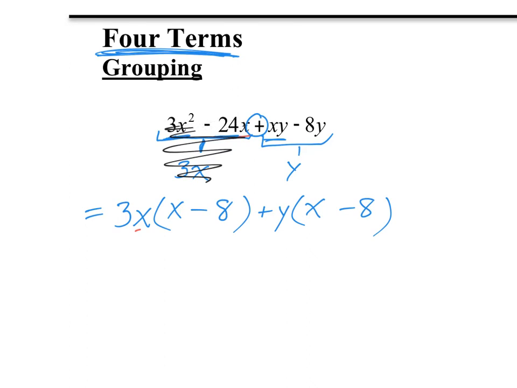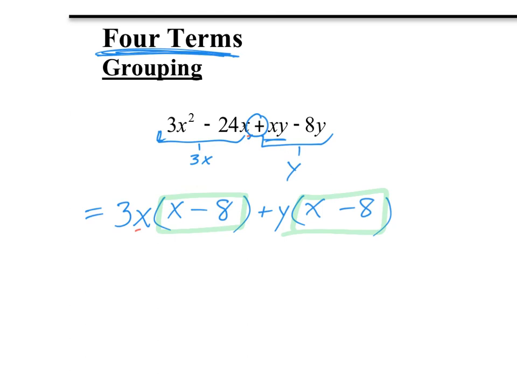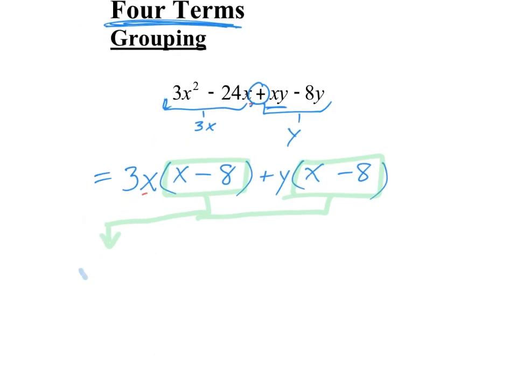Okay, so this is our new equation after we did the GCF for the 2 groups. Okay, now if you look at this one, what do you notice is in common here in the 2 terms? They both have x minus 8, so what we're going to do is take x minus 8 away from each of these. So let me go back to pen. x minus 8. And when you take that away, what's left? 3x plus y.